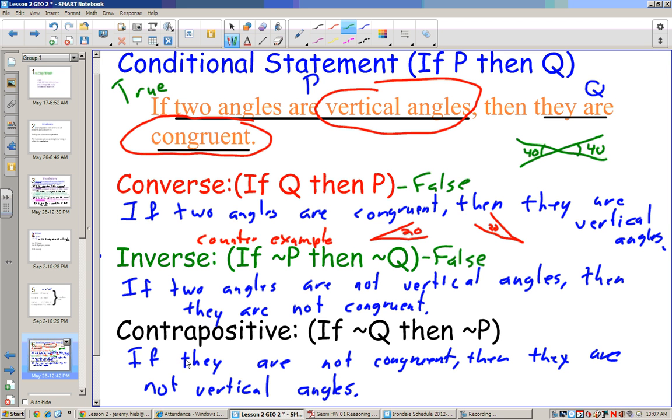Finally, our last statement, our contrapositive: if they are not congruent, so I should have said if two angles are not congruent, then they are not vertical angles. So if I have two angles that are not congruent, is it possible for them to be vertical angles? No. So I think this will be true, because if they're not congruent, then they can't be vertical angles. So this one will be true.